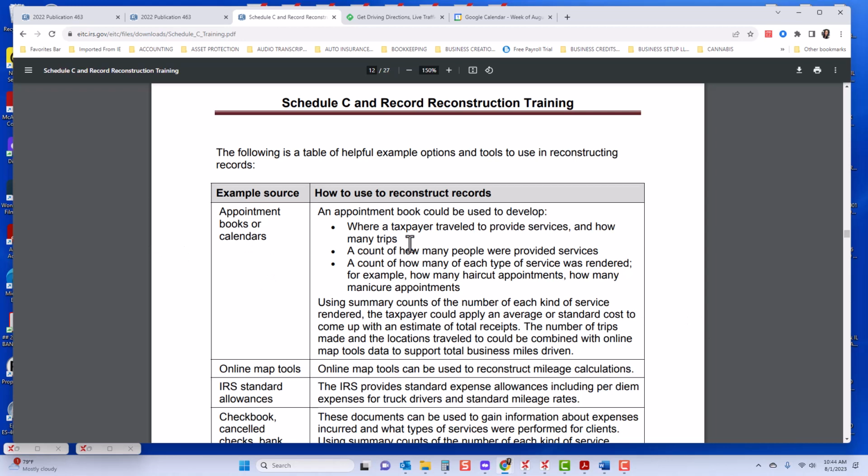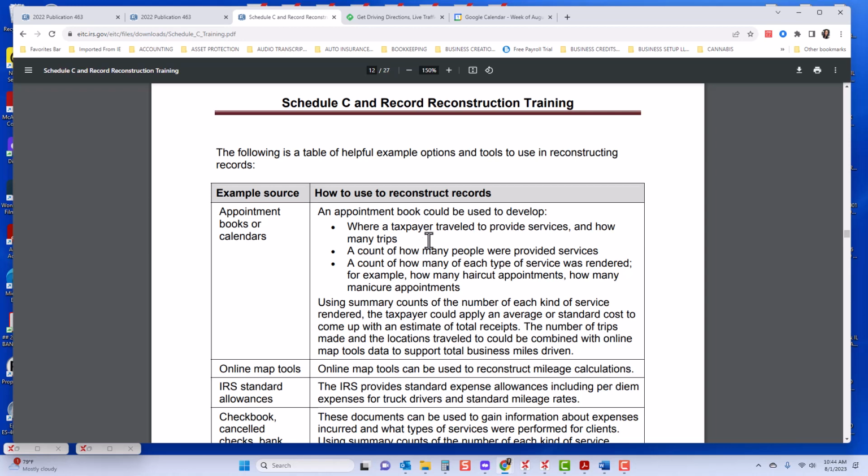I personally use Google Calendar so I can go back to 2022 and 2021 and see if I had an appointment outside of my home to meet a client at one of my office locations, then I can do the mileage from my home because I have a home office to one of the offices, the retail locations that we occasionally meet clients in.